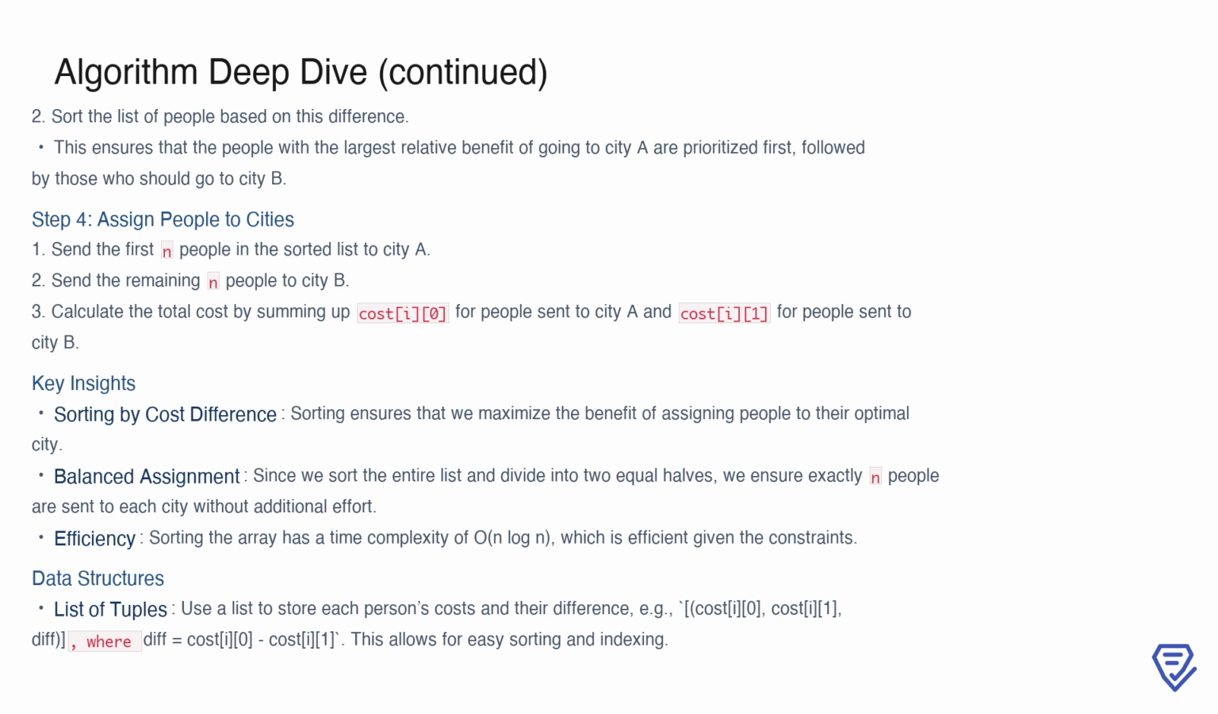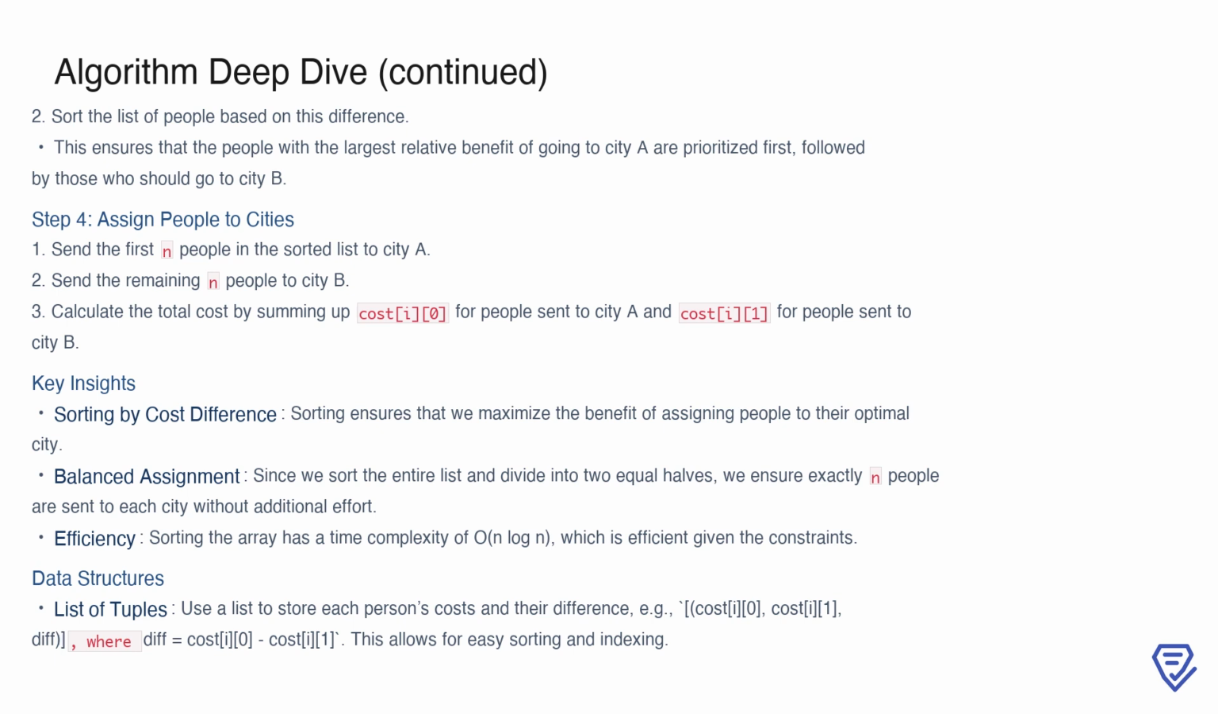Sorting by cost differences is a critical step here because it ensures that we maximize the cost savings from assigning people to their optimal city. Additionally, this method is efficient as sorting takes n log n time, which is manageable given the problem's constraints.